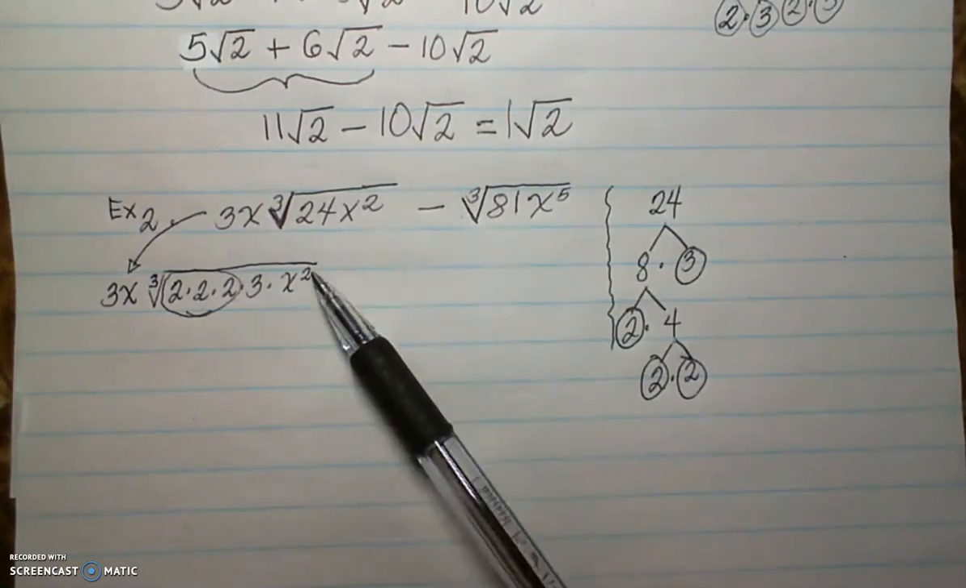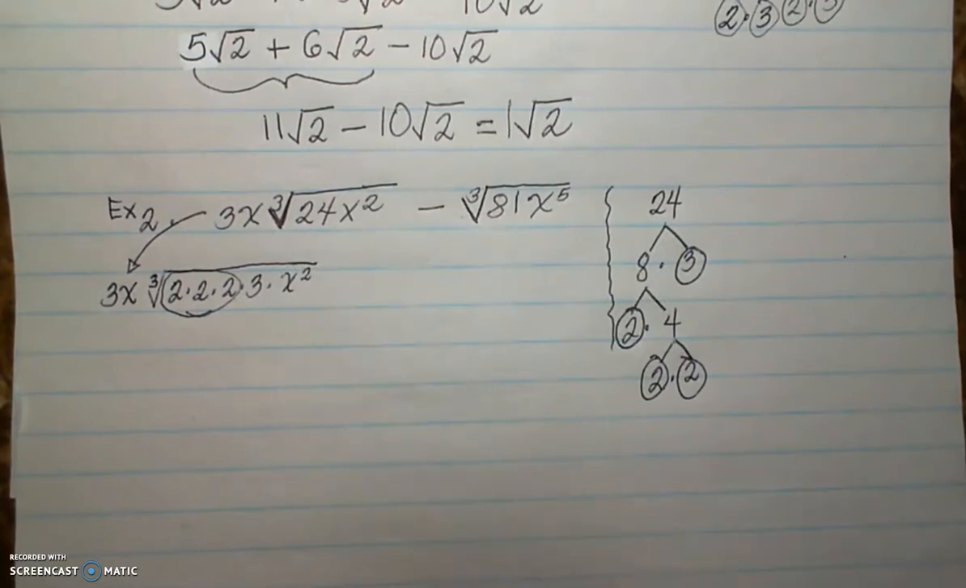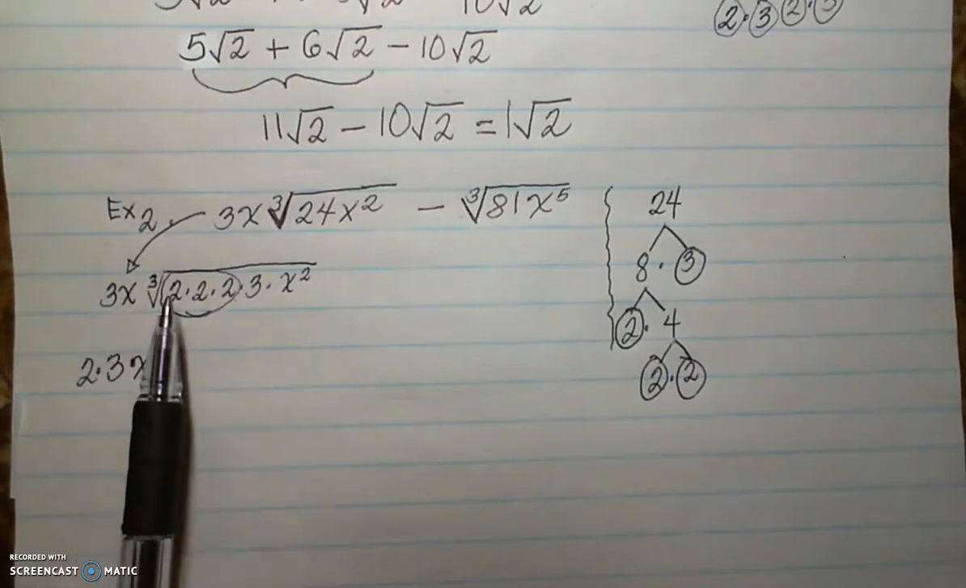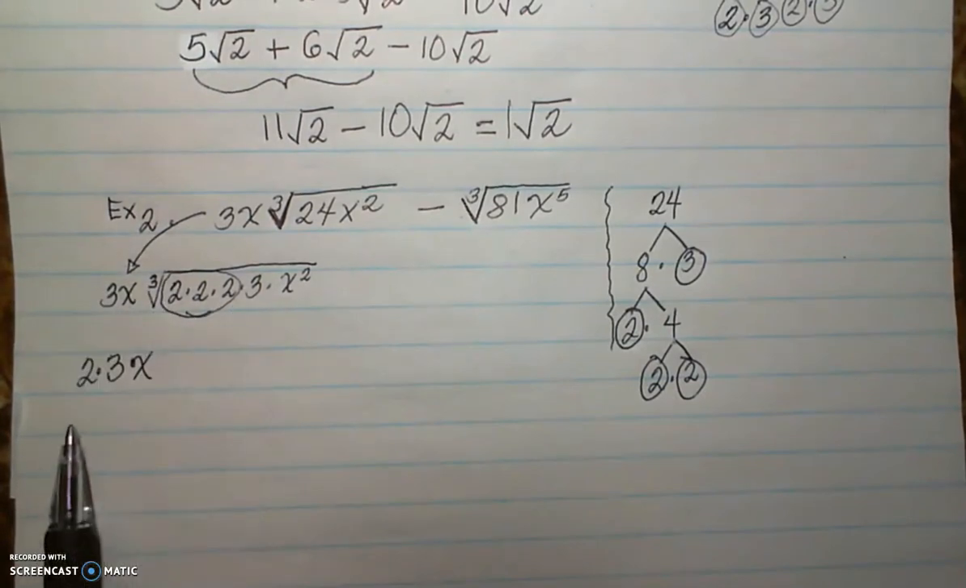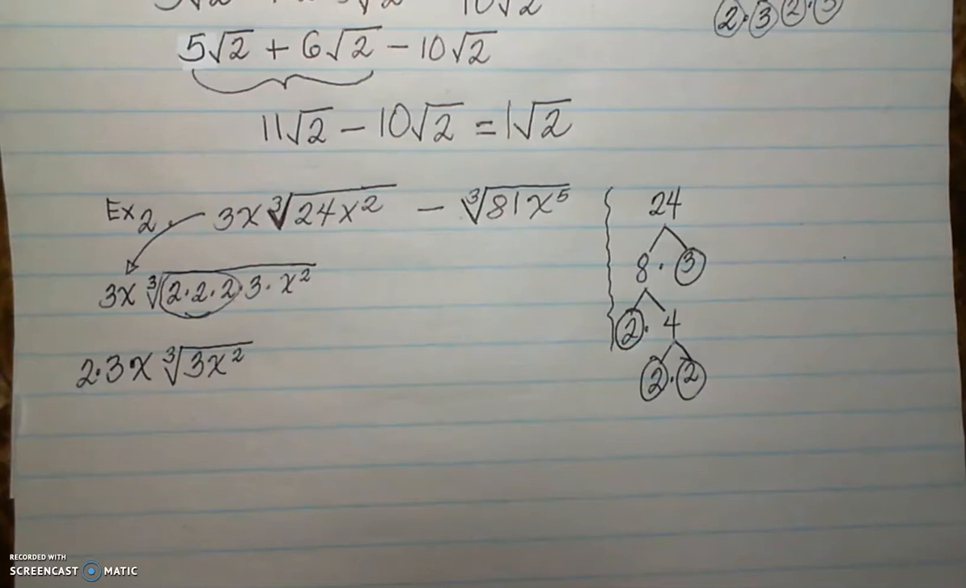You need sets of 3. So this is not a perfect cube, so it stays inside the radical as well. Okay, so this 2 times 2 times 2 goes out, and it will just be 1 piece of 2. We copy the 3x down and copy all the rest. All right, so that is it. The only part that's missing is multiplying 2 by 3, which will be a 6x cube root of 3x squared.